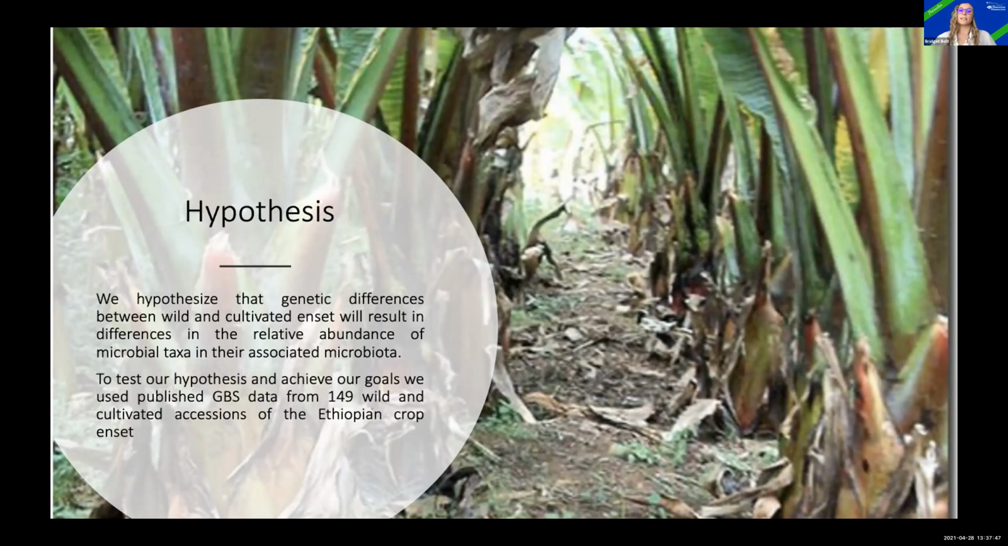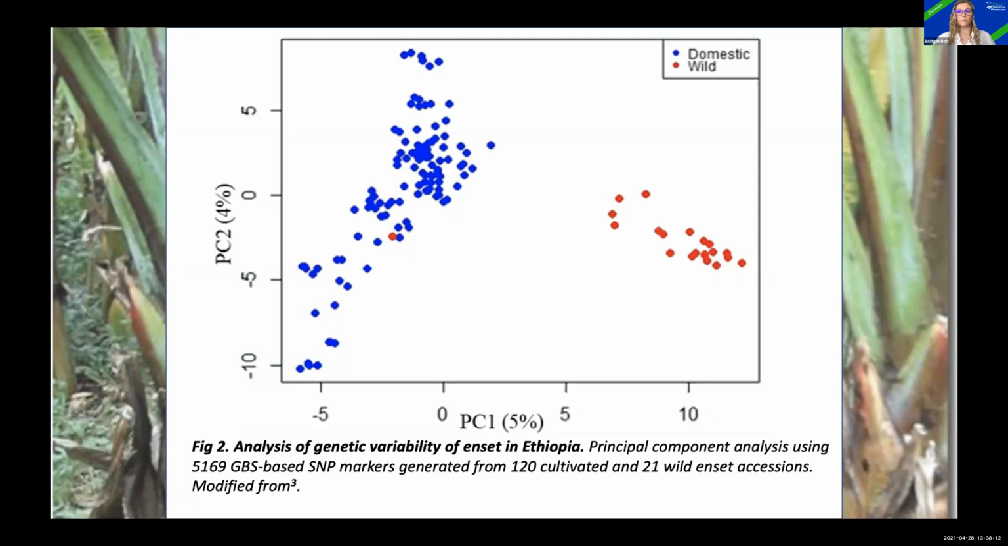So we hypothesized that the next generation sequences between wild and cultivated NSET will result in differences in the microbial communities. To test this, we are taking published GBS data from 149 cultivated and wild type accessions of NSET to see if we can characterize microbial communities. And this graph right here is the published data on the genotype of the wild and cultivated, and the genomes of the wild and domesticated are pretty significantly different.